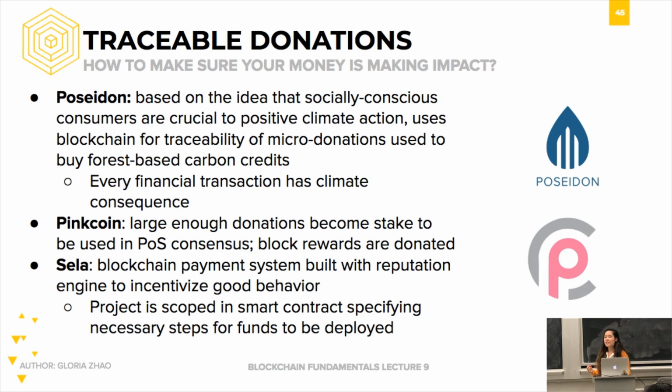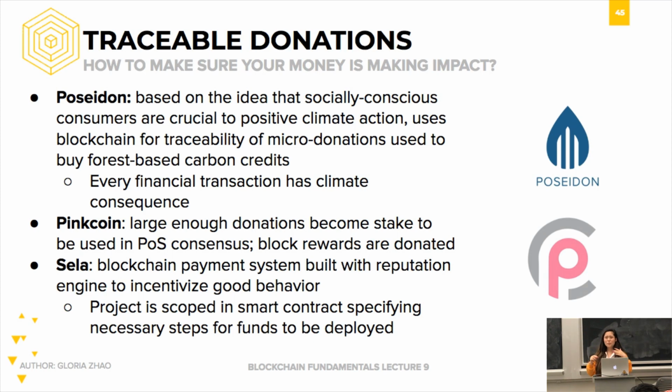And so their idea is having this payment platform where when you spend your Poseidon tokens or whatever it is, every financial transaction that you have has some kind of climate consequence. Maybe you're purchasing a good that created a lot of pollution. Maybe you're purchasing a pound of beef and that consumed a certain amount of water and produced a certain amount of methane.